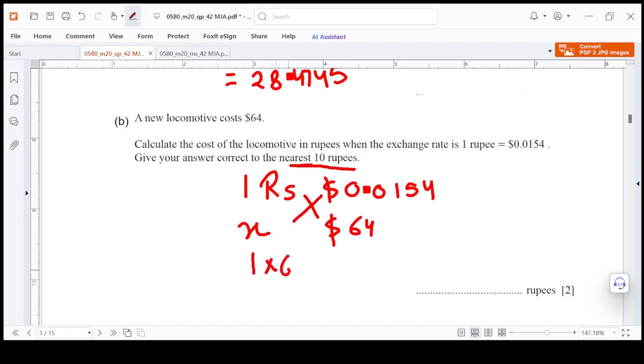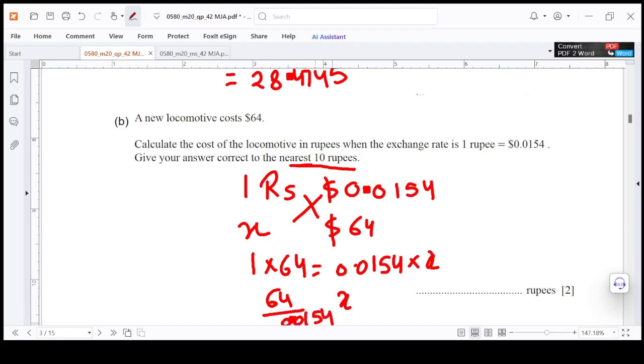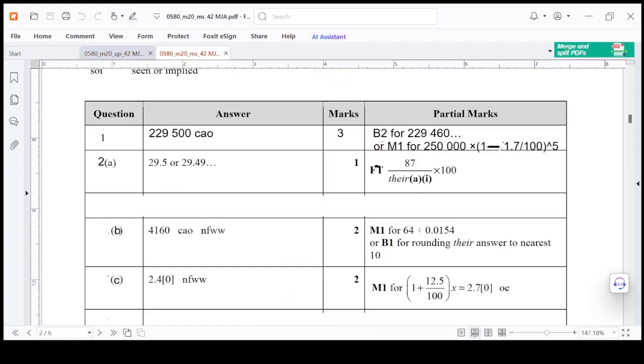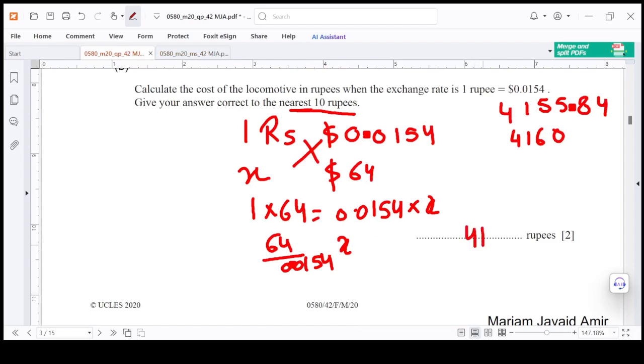Cross multiply: 1 into 64 equals 0.0154 times X. To find X, you divide 64 by 0.0154, which gives 4155.84 rupees. So correct to the nearest tens, it's going to be 4160 rupees, which is the correct answer. So we write 4160 here.